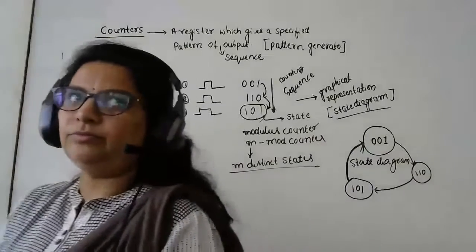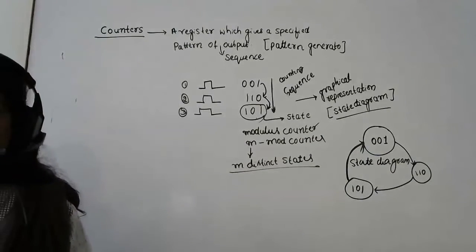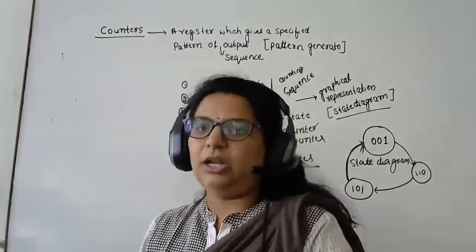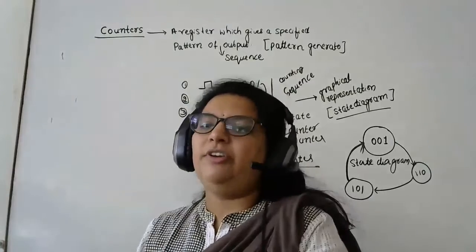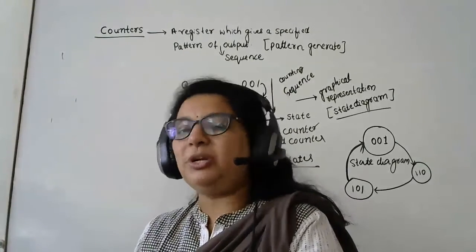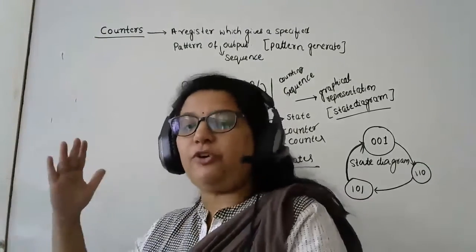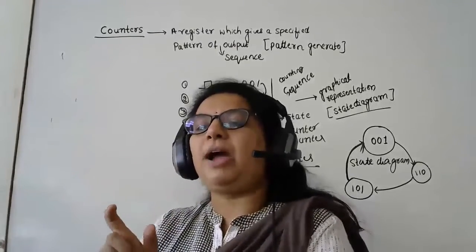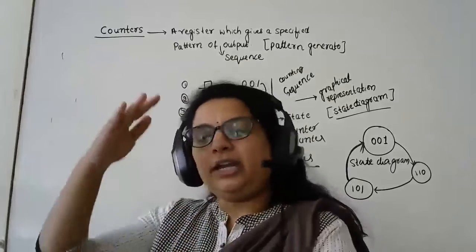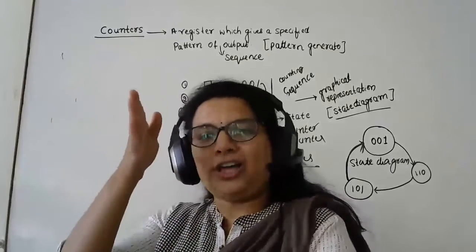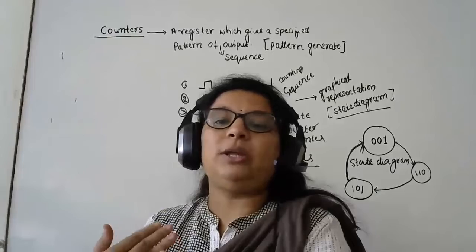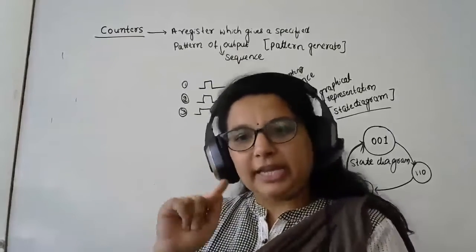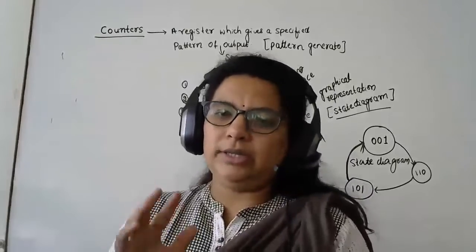Is this clear? What is a counter? A counter is one more example of a register. It's a type of register. Now, when I call a register a counter, if it is giving me a specific pattern of output, or a specific pattern of sequence of outputs, then I call it a counter. Then each specific output, whatever I'm having, I call it a state. And if I'm having multiple states, the order in which the states come, then I call it a counting sequence.